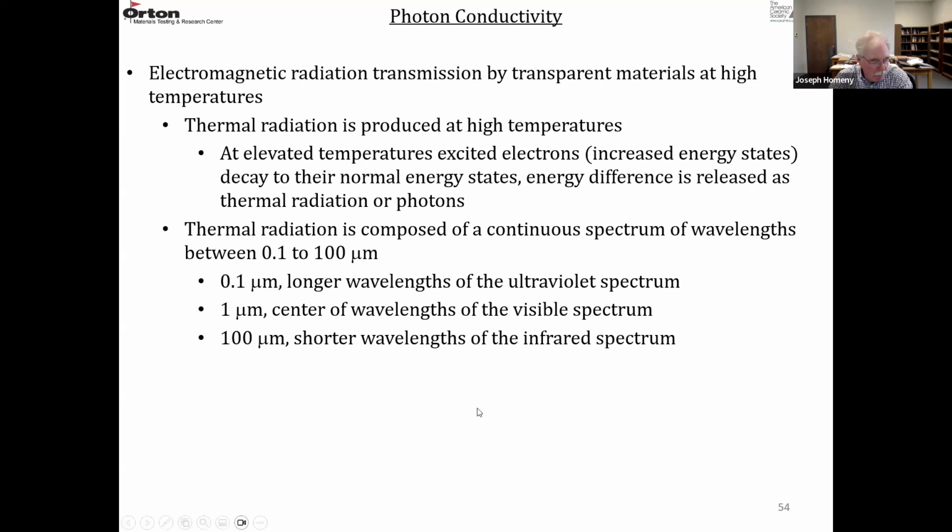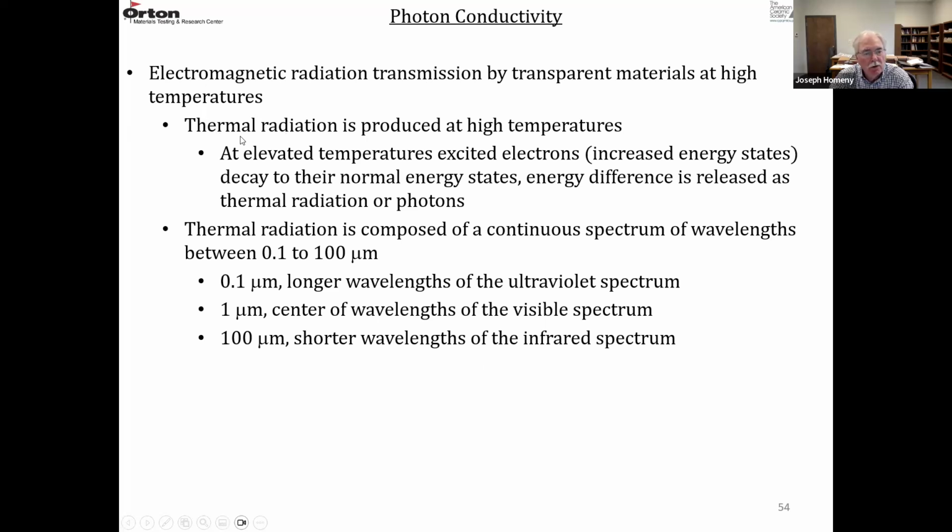So we'll get started and we'll define radiation conductivity, and we'll probably stop there. So, electromagnetic radiation transmission by transparent materials at high temperatures.